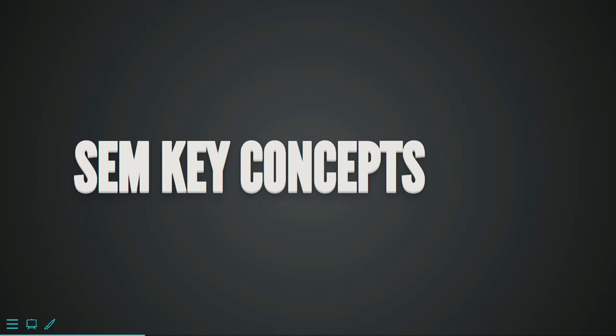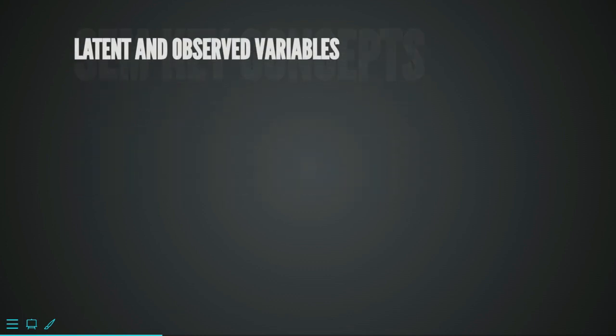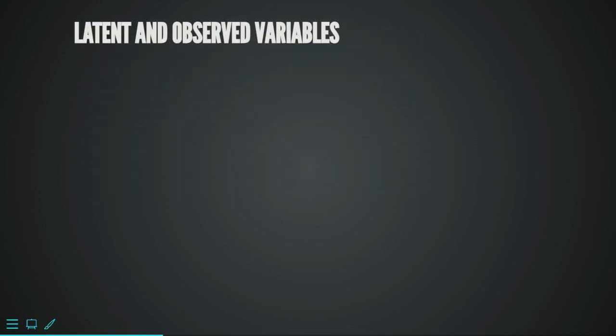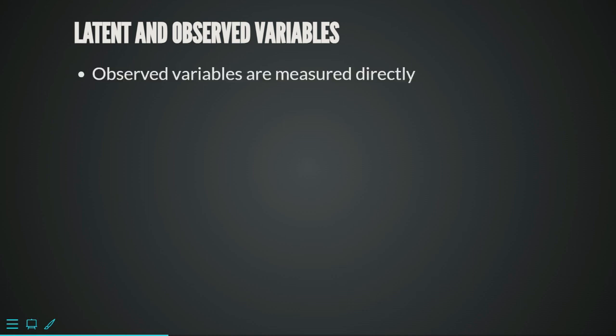What we're going to be talking about next is the key concepts in SCM. So what are the key concepts in SCM analysis? The first key concept that we have is latent and observed variables. I've already given a hint of some of what latent and observed variables are earlier on. So what are latent and observed variables?